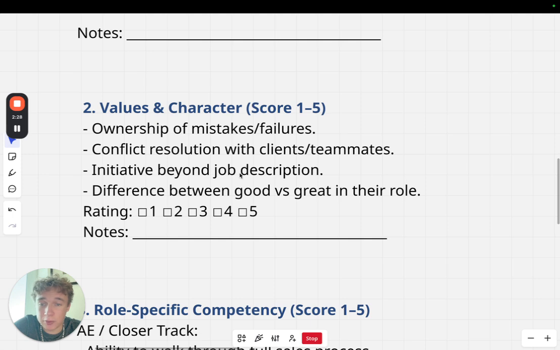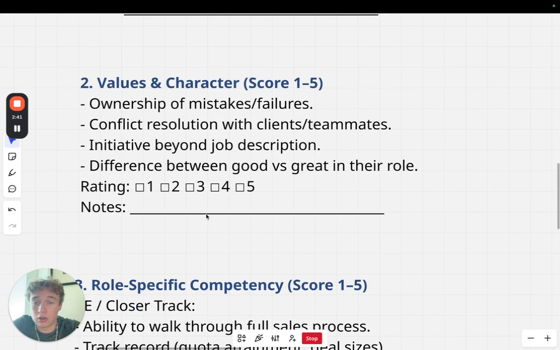The initiative beyond job description, difference between good versus great in their role. You could just straight up ask them as well. Get an idea of what's their natural standard. Do they keep themselves at a high standard? What does that look like? Do they take accountability? All these things are good to know.